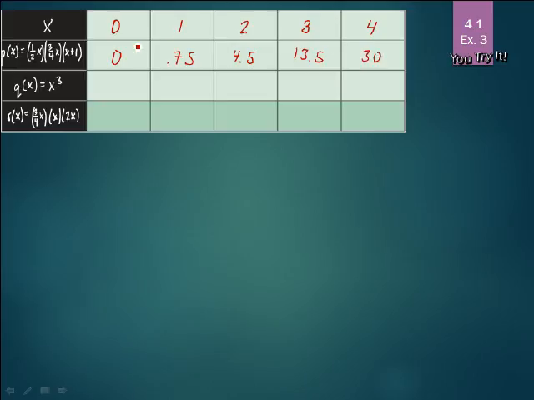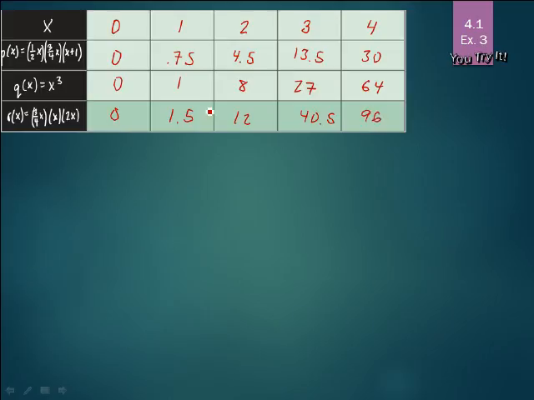And then plugging in the next one, q of x, we can do this one in our head. So 0 cubed is 0, 1 cubed is 1, 2 cubed is 8, 3 cubed is 27, and 4 cubed is 64. And then lastly, for r of x, if we plug in 0, we get 0. If we plug in 1, we get 1.5. If we plug in 2, we get 12, and then we get 40.5, and lastly we get 96.